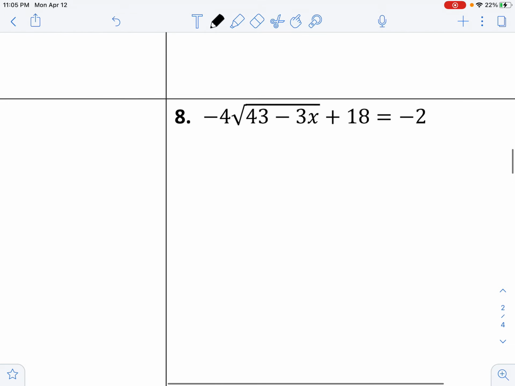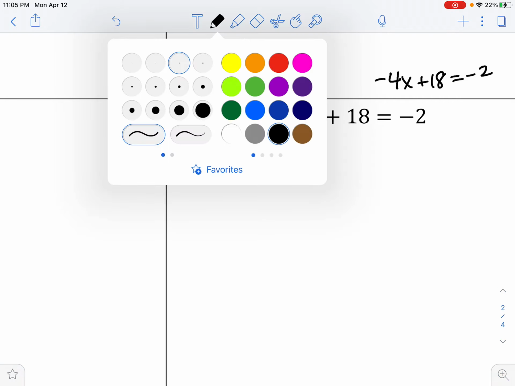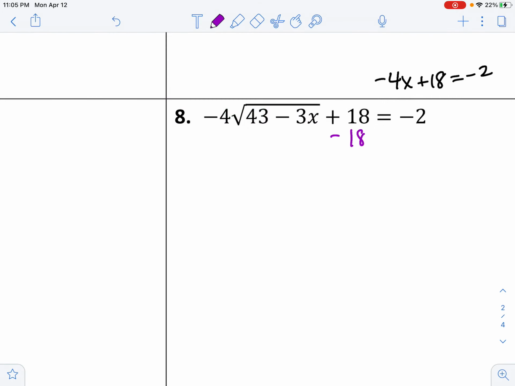All right, this next problem has a couple things to get rid of. We want to isolate square root of 43 minus 3x. So that means we have to get rid of the -4, and we have to get rid of the 18. So just like if this was an x right here, if this was -4x plus 18 equals -2, you would get rid of the 18 first. So that's what we're going to do here. So we're going to subtract 18 from both sides of our equation.